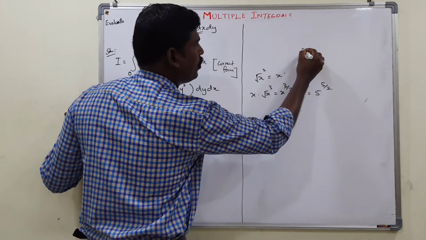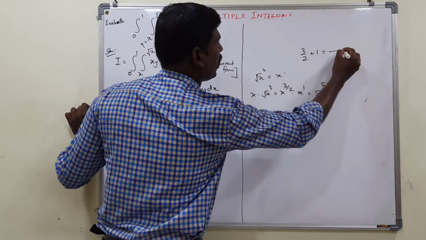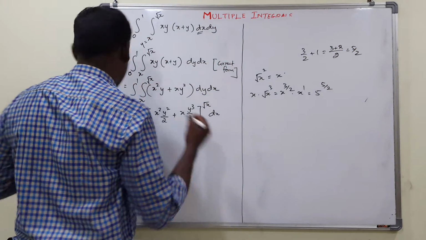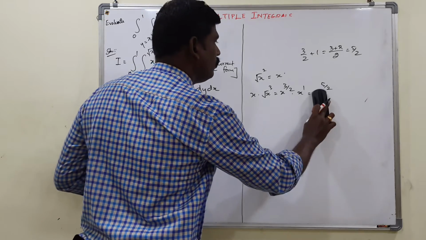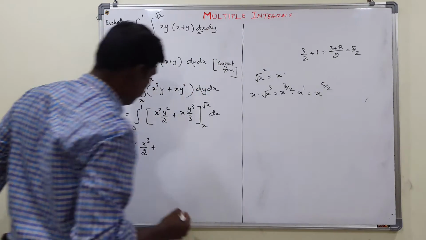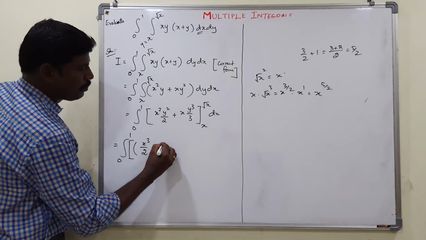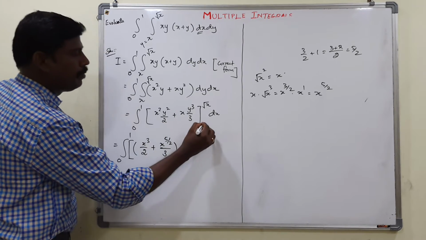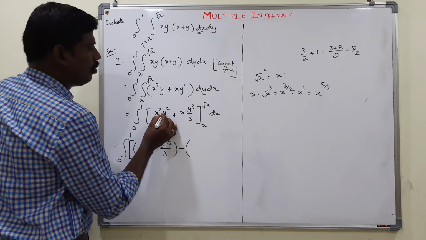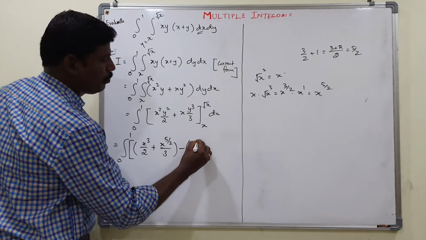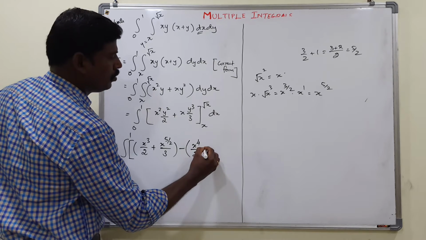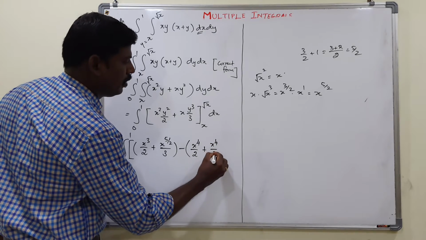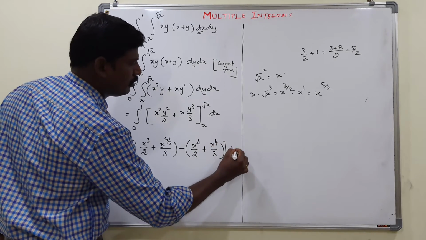Adding both of the two, 3 by 2 plus 1, equal to what? Taking 2 as LCM, 3 plus 2 is equal to 5 by 2. So it becomes x power 5 by 2. Right? So x power 5 by 2 by 3, minus lower limit substitute for x. So y becomes x square into x square, x to the power 4 by 2, plus x cube into x power 4, x power 4 by 3, dx.